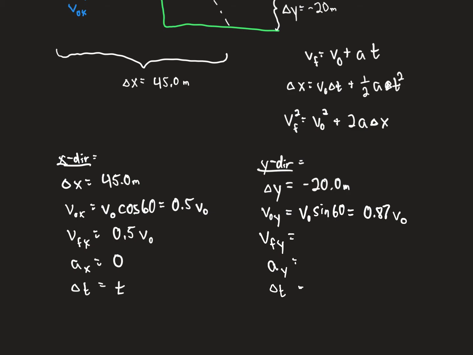V final in the y direction, do I know what that is? I don't know what that is. Acceleration in the y direction, what's that? G. Negative 9.8. Gravity's pulling you down, causing an acceleration downwards of 9.8 meters per second squared. Change in time. Do I know what that is? No.